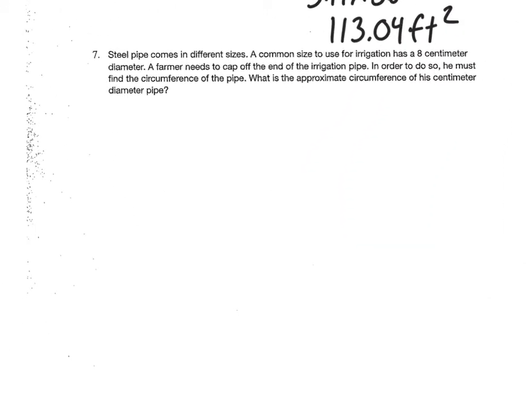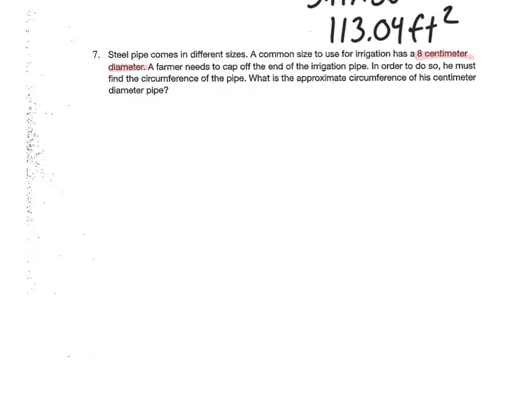On number 7, steel pipe comes in different sizes. A common size to use for irrigation has an 8 centimeter diameter. So again, I'm going to highlight the important information: 8 centimeter diameter. A farmer needs to cap off the end of the irrigation pipe.